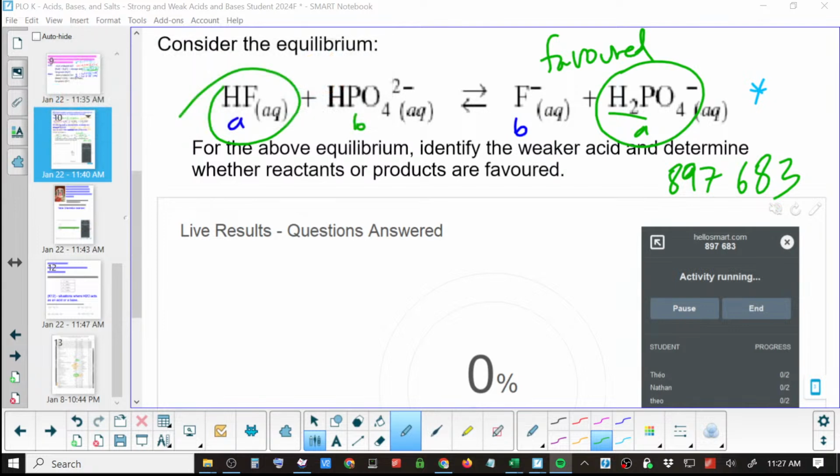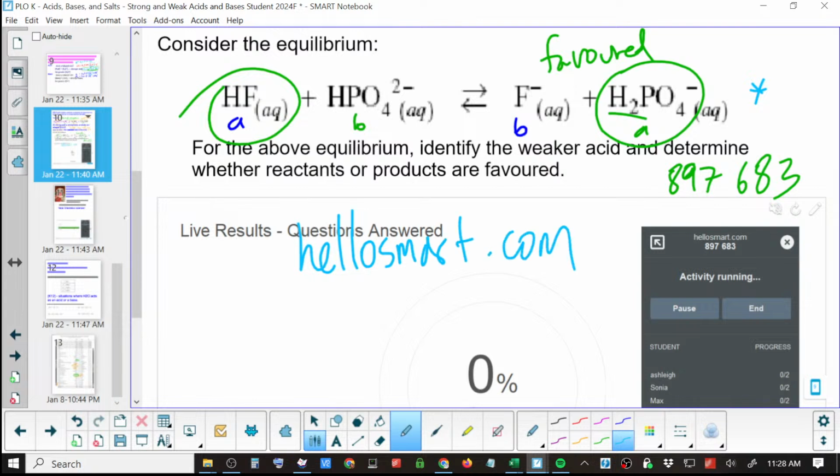Why is there just a gray box on it? Oh, because when this prints, it just prints a gray box. Can you show me what it's supposed to look like? Oh, are we starting? Yeah, you're starting. Go. Where is this? Hellosmart.com. Hellosmart.com, type in this code.